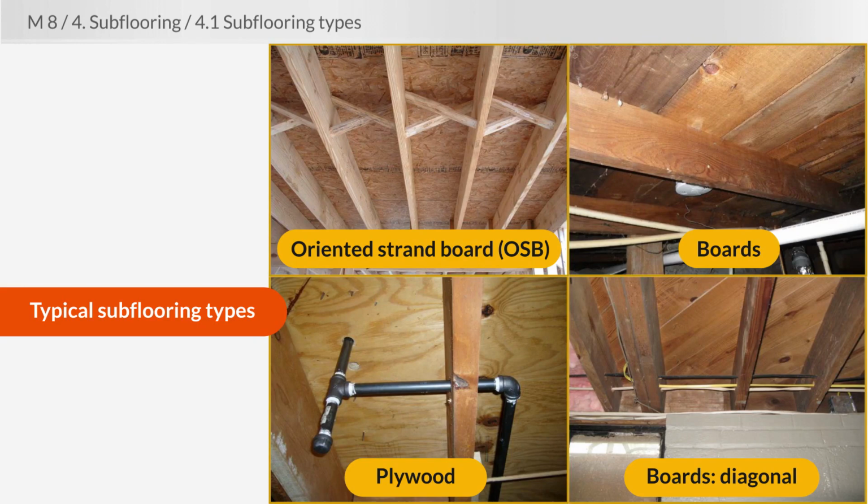Starting in the 1950s and through the 1970s, we used plywood for subflooring almost exclusively. In the late 1970s and early 1980s, we started to use a lot of oriented strand board, or OSB. Today, OSB is the predominant subflooring material, although plywood is still commonly used.